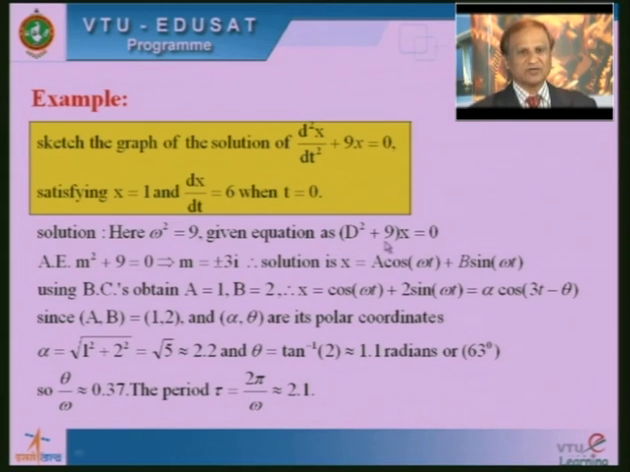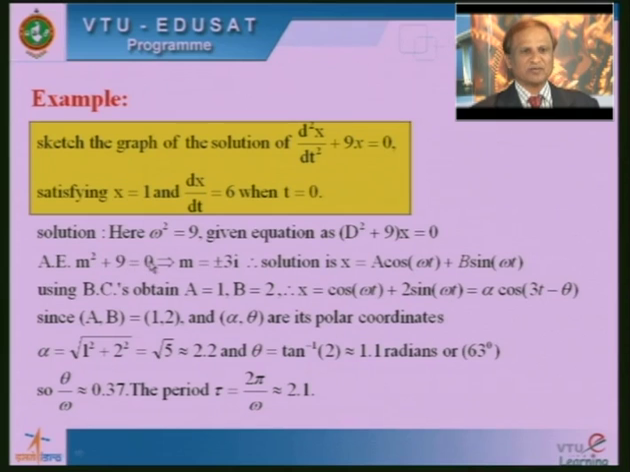So, once we are able to write it in symbolic form, what is the next step? Simply I have to replace capital D by m. I will get an algebraic equation or auxiliary equation, which I have written in short form as AE. So, m square plus 9 is equal to 0. From this I can obtain the values of m, m is equal to plus or minus 3i.